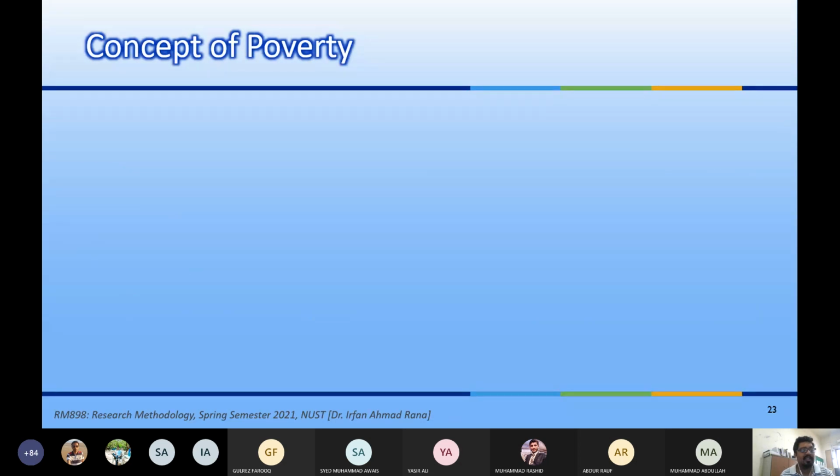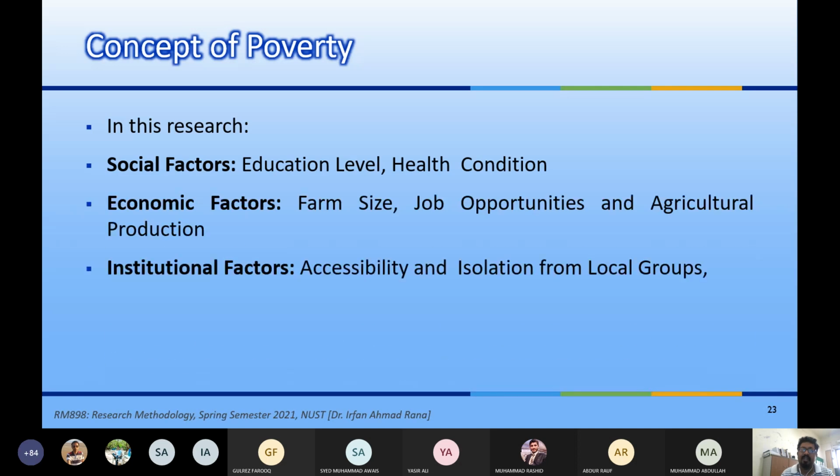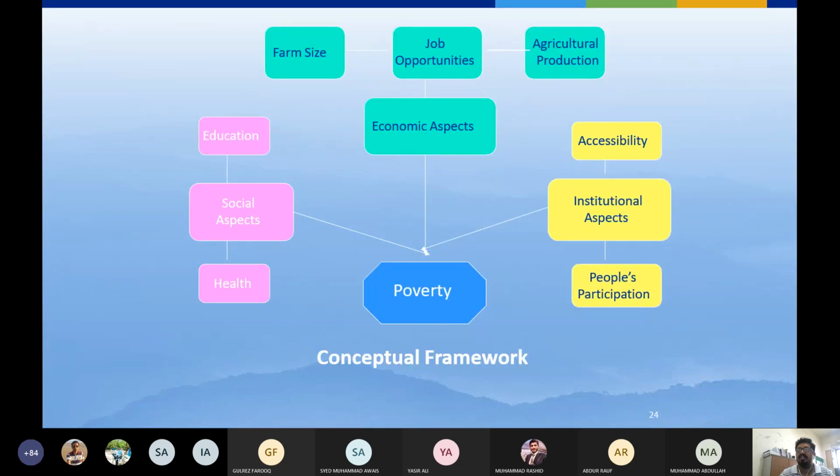Another example is the concept of poverty. What do you mean by poverty? Poverty can be governed by social factors, economic factors, institutional factors. And how do we plot it? This is a conceptual framework. Poverty is defined by different economic, health, social, and institutional factors. So this makes the conceptual framework.